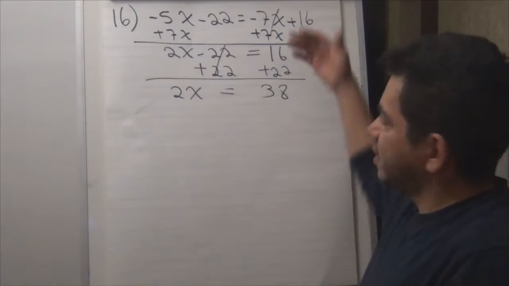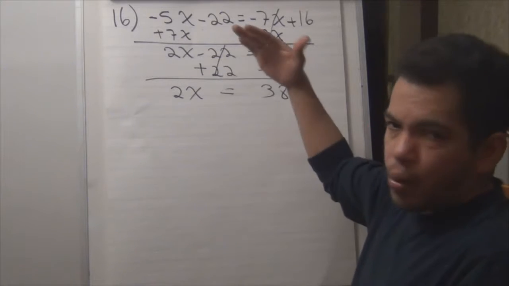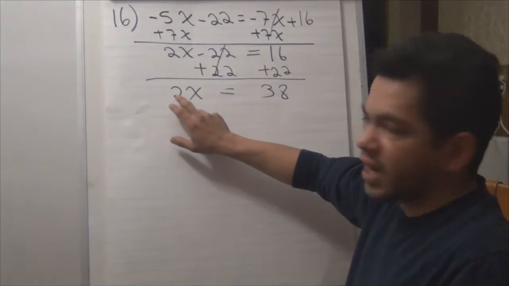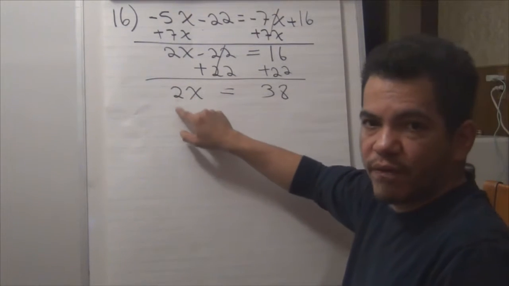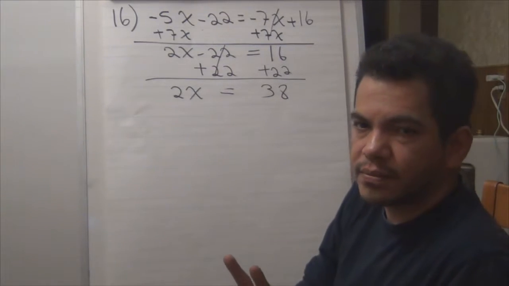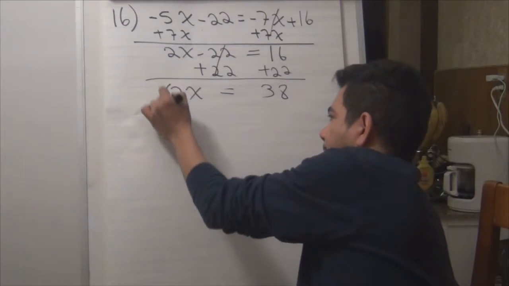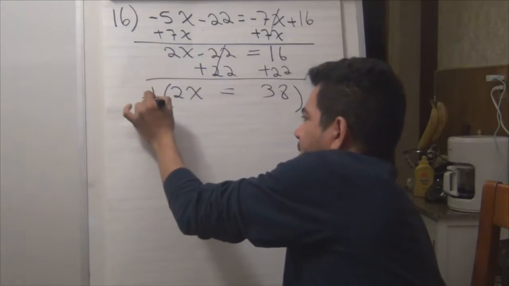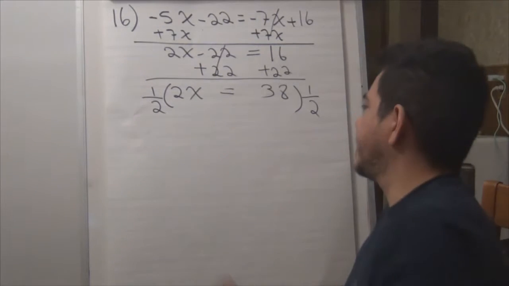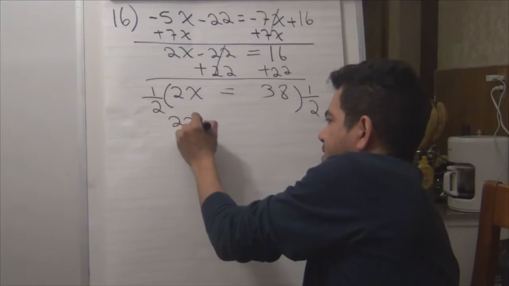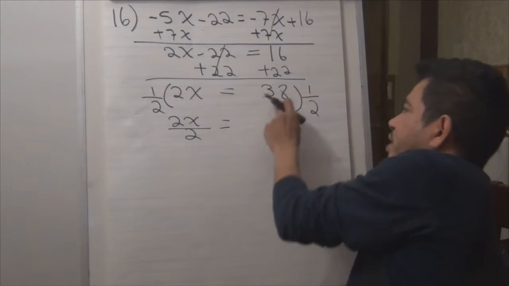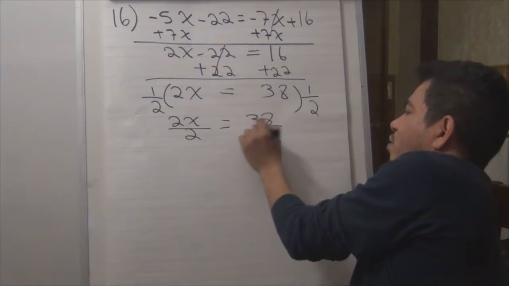And now, the multiplicative inverse. What does the multiplicative inverse do? Get rid of this. So what is the multiplicative inverse of 2? Well, remember, this is 2 over 1. So I will have to multiply by 1 over 2. Okay, you know what? Let me do it. I'm going to multiply by 1 over 2, by 1 over 2. And what will this do? Easy. 1 times 2x is 2x over 2, of course, right? Equals 38 times 1 is 38 over 2.